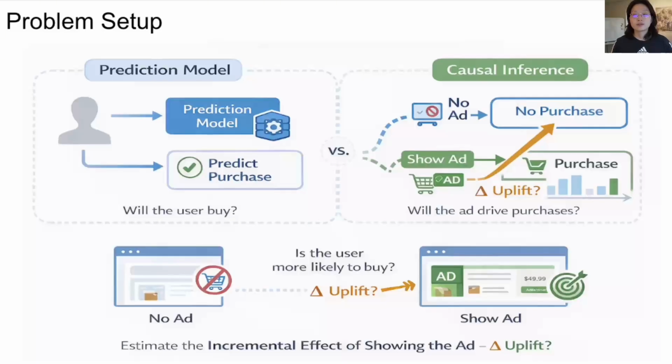Essentially, if it is a regular prediction model, the model will only predict whether the user purchases the item. But for causal inference, what we want to understand is the expected outcome difference between control and treatment. Essentially, we want to measure and estimate the effect of the treatment. So it is not the final response that matters. What we want to understand is, by showing this ad, how much more likely will the user purchase the item? This is essentially the problem setup for causal inference.